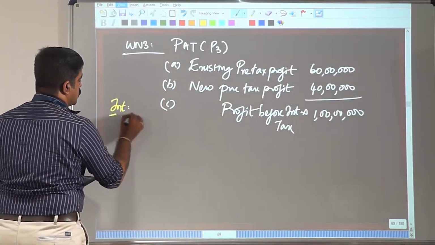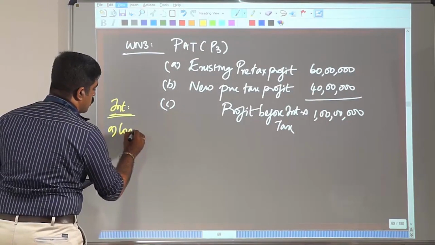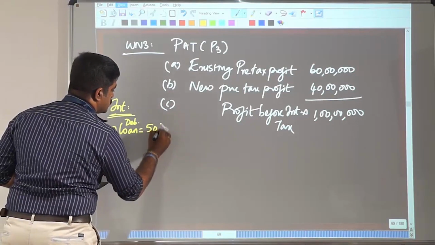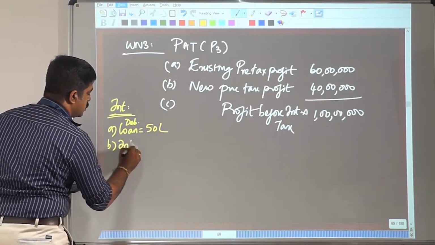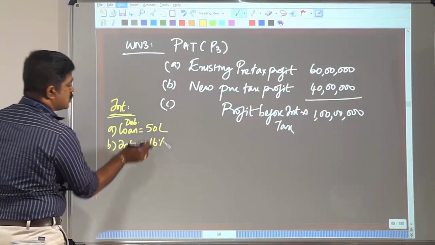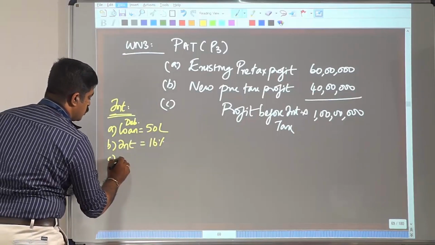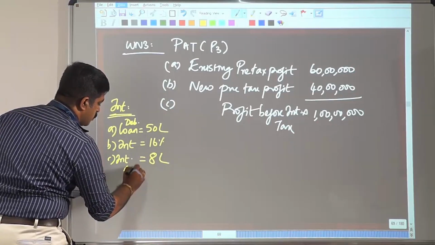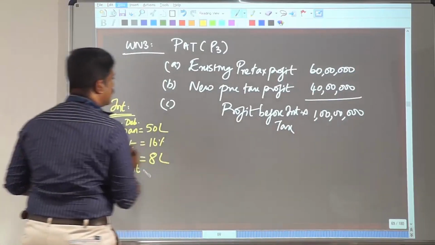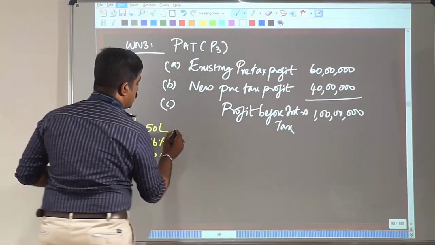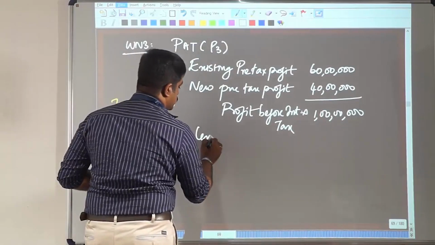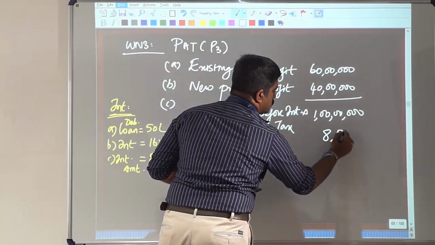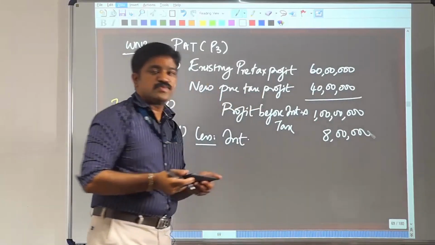Interest, that is, what is the loan amount? That is basically the debenture. Okay, debenture, it is 50 lakhs. And what is the interest rate? Interest is 16%. So 50 lakh into 16%, it works out to 8 lakhs. So the interest amount is nothing but 8 lakhs. So this 8 lakhs got to be subtracted here. Okay, so let me do that. Item D, less interest, and it works out to 8 lakhs.